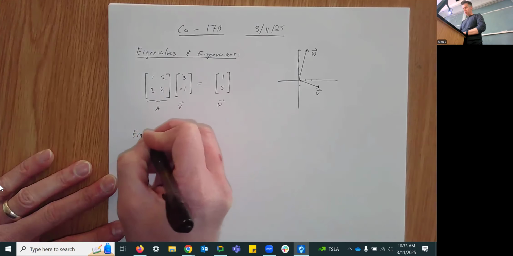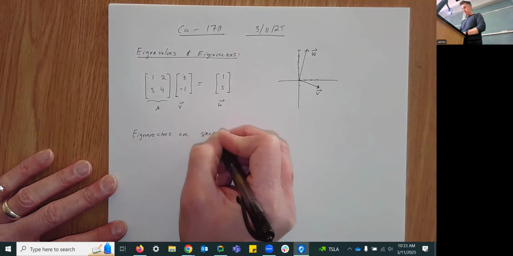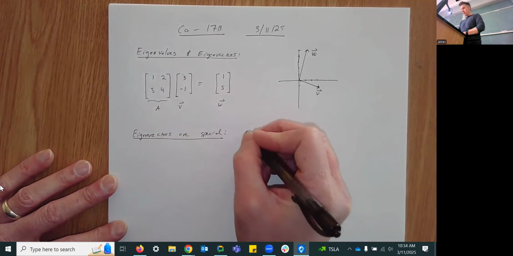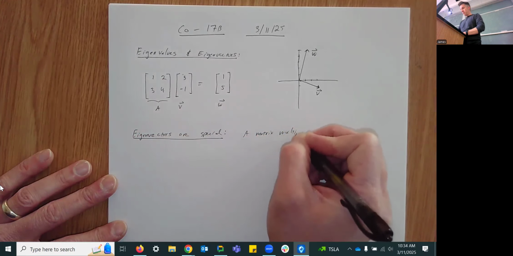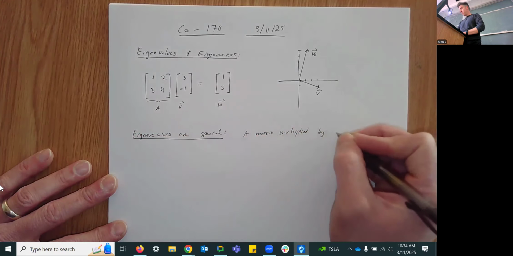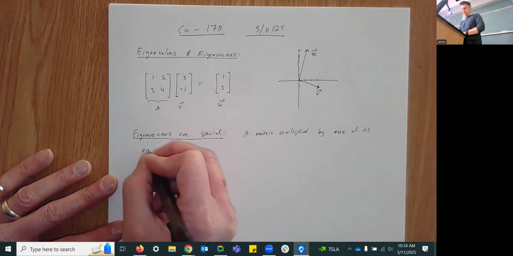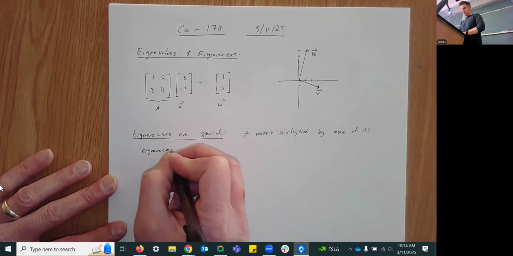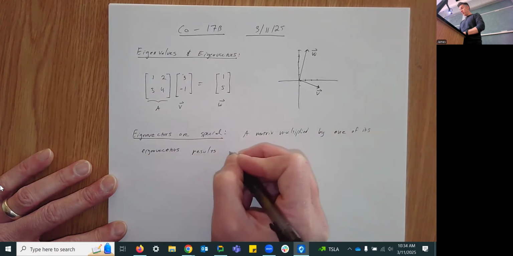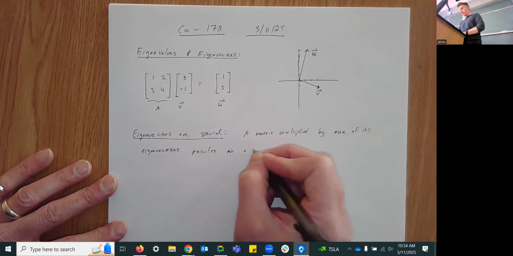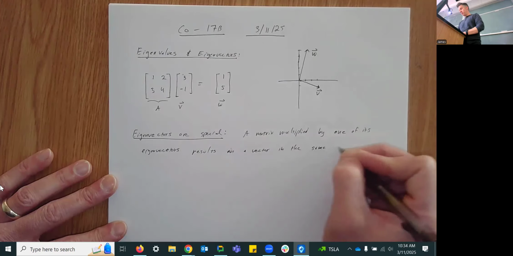So eigenvectors are special. A matrix multiplied by one of its eigenvectors results in a vector in the same direction. I should say in the same or opposite direction because maybe it turns around.